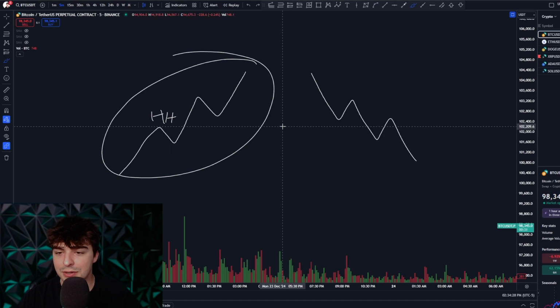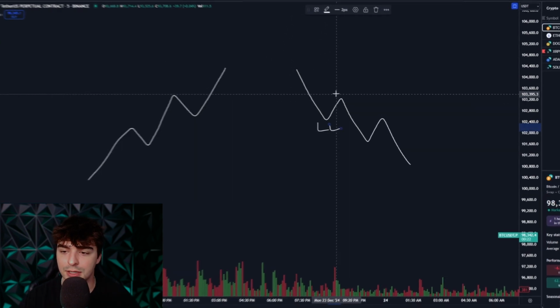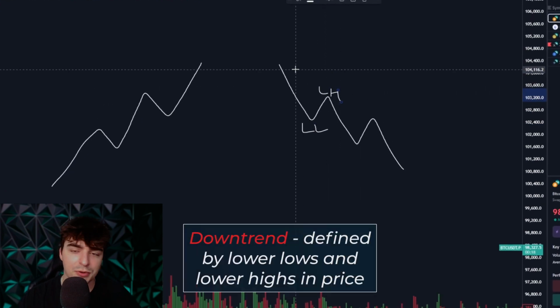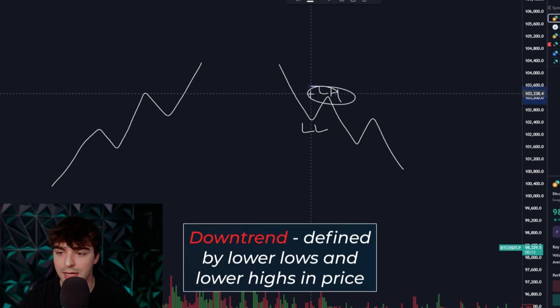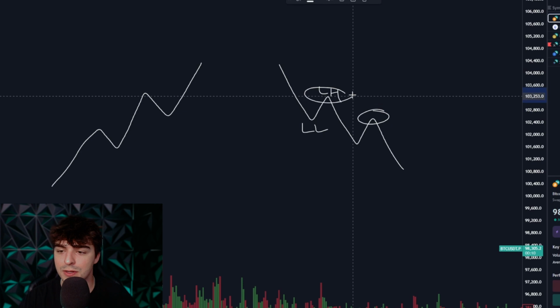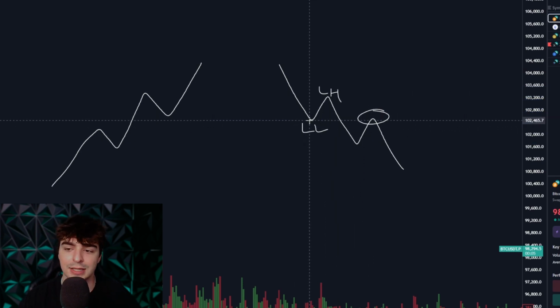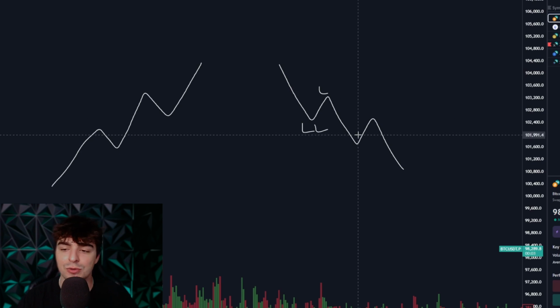Now, a downtrend is the exact opposite. Pretty simple. You have lower lows and lower highs. So if the price is moving down, it can only do so in one way, right? You got lower highs and lower lows. You are making highs that are lower than the previous highs and lows that are lower than the previous lows. As long as you are doing this, then you are in a downtrend.